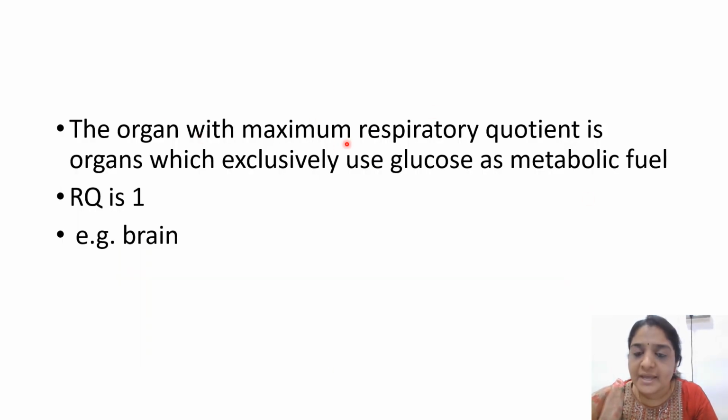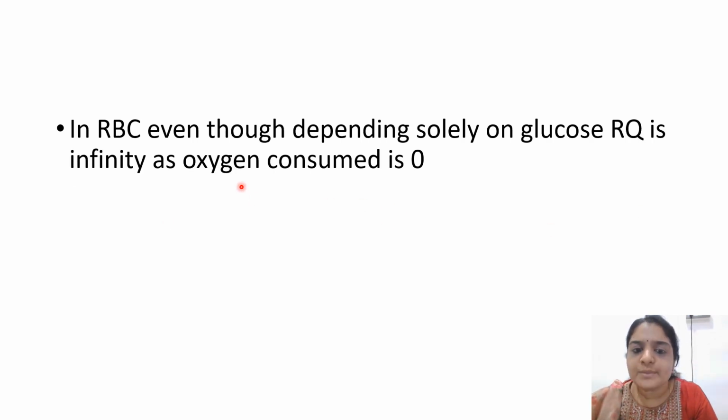So the organ with maximum respiratory quotient is the organ which exclusively uses glucose as metabolic fuel, and that is brain. So in brain, RQ is 1 because it uses glucose exclusively as its metabolic fuel. In RBC, even though it solely depends on glucose, RQ is infinity because the oxygen consumed is 0. RBCs do not utilize oxygen, so RQ is infinity.